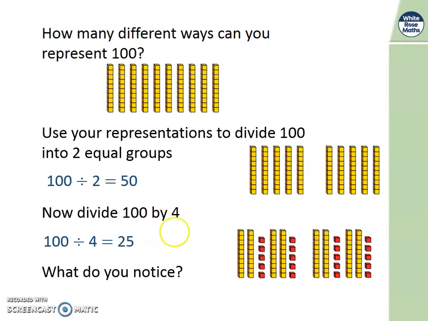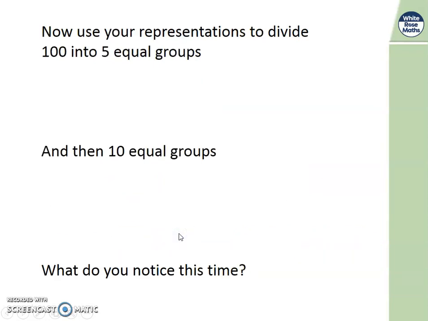What do we notice? We notice that as the number of groups gets bigger, the amount you have in each group gets smaller. Now I'd like you to use your representations to divide 100 into 5 equal groups. I'd then like you to try making it into 10 equal groups. What do you notice this time? Have a think.